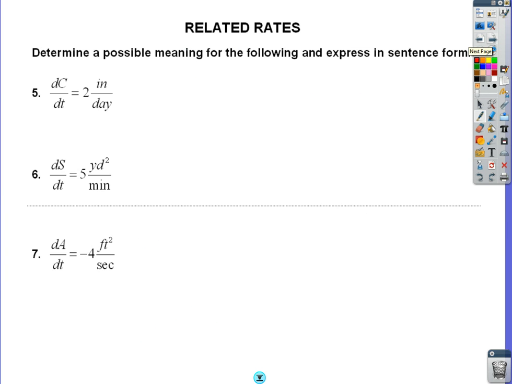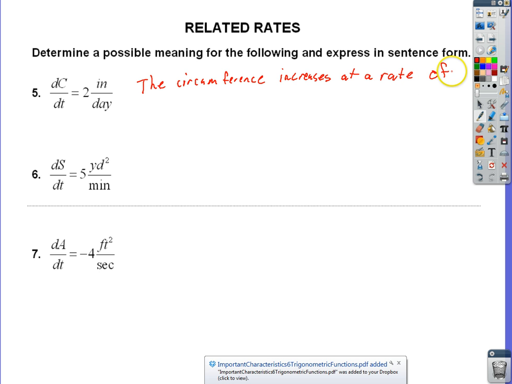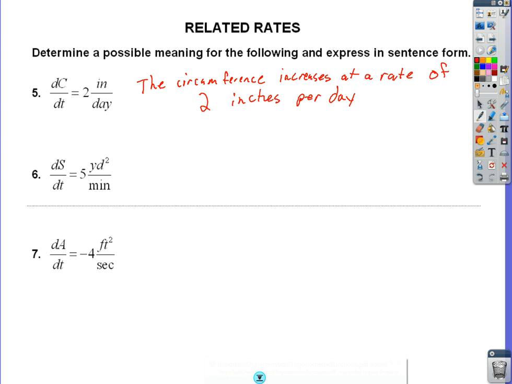Okay, so next, we're going to do it backwards. We're going to say, determine a possible meaning for the following expressions in sentence form. So here I've got dC/dt is equal to 2 inches per day. Inches per day, C. I can think of some C words that are changing, so let's try circumference. So I can say the circumference. Now is it changing, and I have to ask, is it increasing or decreasing? It's positive, so I'm going to say increases at a rate of 2 inches per day. Yes, write it all out.